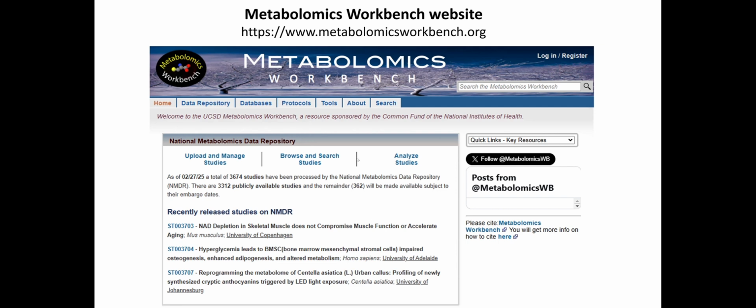It really enables a researcher to interactively analyze and download the results and learn biology in the process. As of yesterday, 2/27/25, there were 3,674 studies, some studies as large as 10,000 human patients' data. These have all been processed by us in the National Metabolomics Data Repository. Of these, 12 are publicly available, and the rest will become available in progression of time, as soon as the embargo is relieved by the PI who submits the data, we'll release the data.